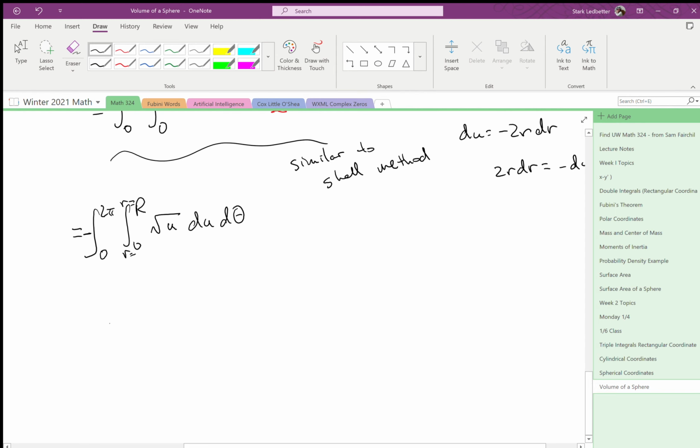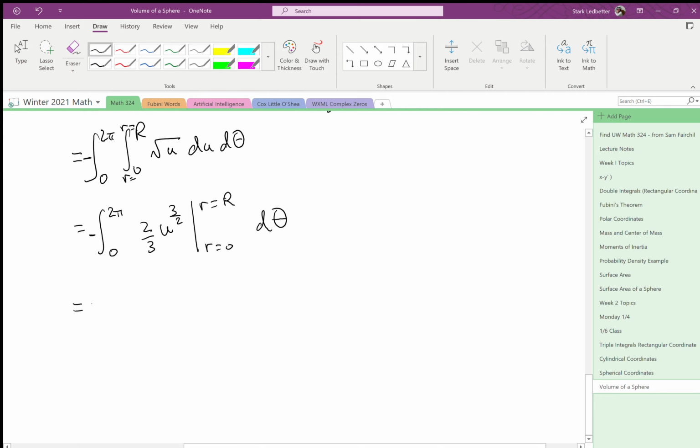Okay, then we'll integrate 0 to 2 pi. Leave that negative there. This is going to be u to the 3 halves again, so we'll have a 2/3 out here. And then we'll have little r going from 0 to big R. We still have to integrate with respect to theta later. We can plug back in. Negative integral from 0 to 2 pi, 2/3 big R squared minus little r squared to the 3 halves, r going from 0 to big R, d theta.